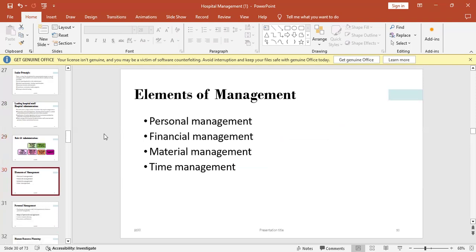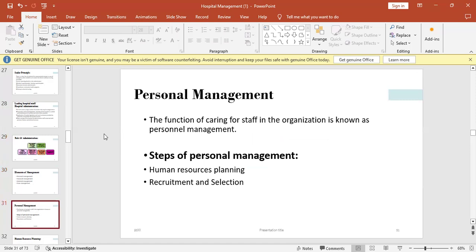Now, the elements of management. These are personnel, financial, material, and time management. Personnel management is the function of caring for the staff in an organization, and the steps for personnel management are human resource planning, recruitment, and selection.